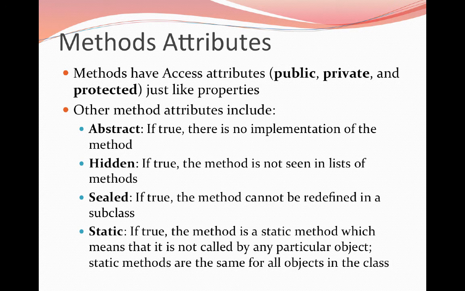Methods can also have access attributes, public, private, and protected, just like the properties. Other method attributes include abstract. If that's true, then there's no implementation of the method. Hidden. If that's true, the method is not seen in lists of methods. Sealed. If that's true, then the method cannot be redefined in a subclass. And static. Static's a little different. If that's true, the method is a static method, which means that it's not called by any particular object. Static methods are the same for all objects in the class.